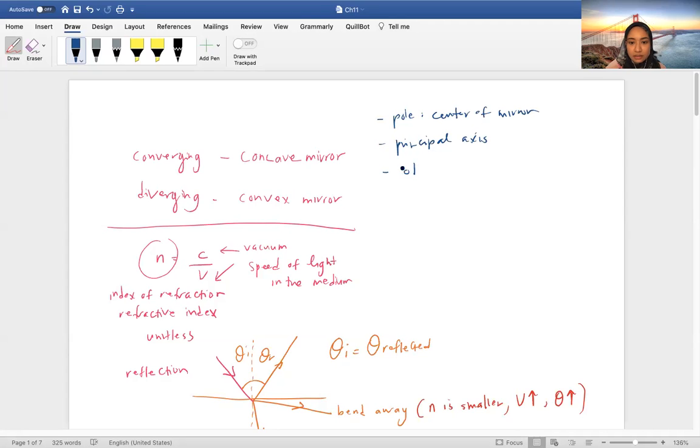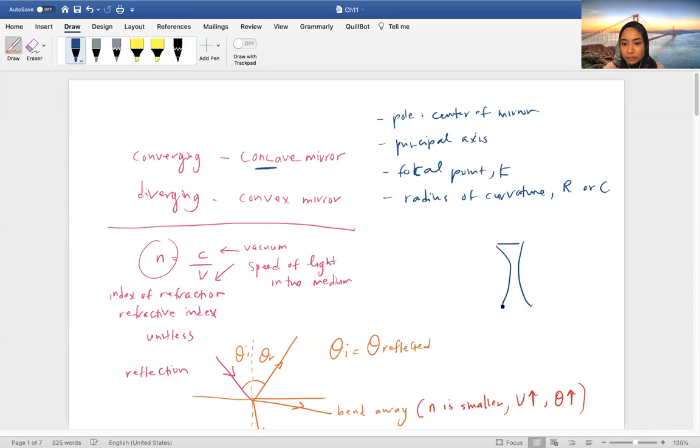Focal point, which is called F, and your radius or center of curvature. So it's called C, or you can label it as R. It's the same thing, R or C. So if I were to draw a converging mirror, a converging mirror is concave, so it looks like caving. Is it right? Okay, I hope I'm right.